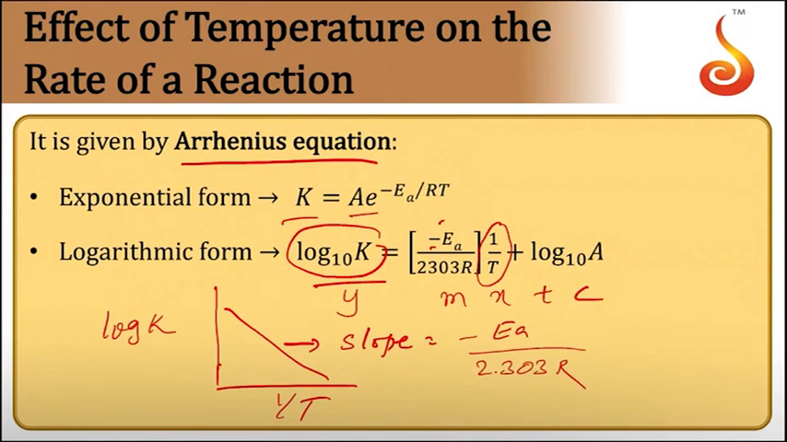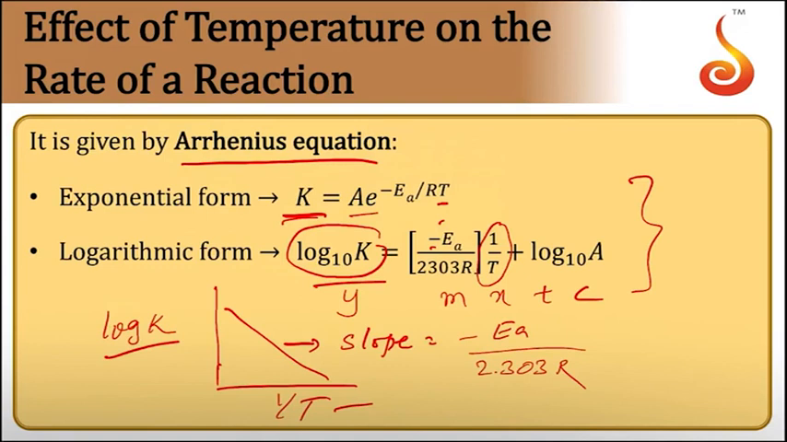So the Arrhenius equation gives the relation between the rate constant k and the temperature of the reaction. These are the two forms to remember, the exponential form as well as the logarithmic form. The graph is plotted with log k and 1 by T, and we get a negative slope, with slope value equal to minus Ea by 2.303 into R.